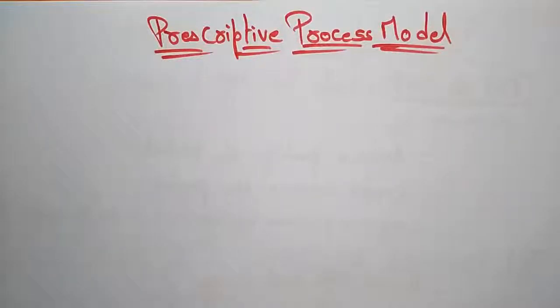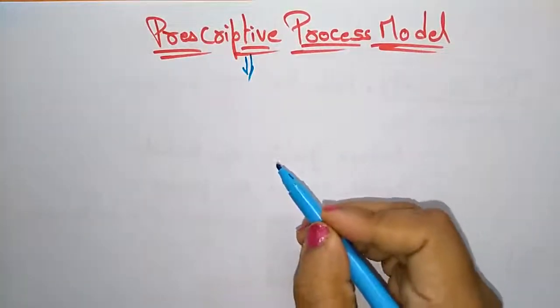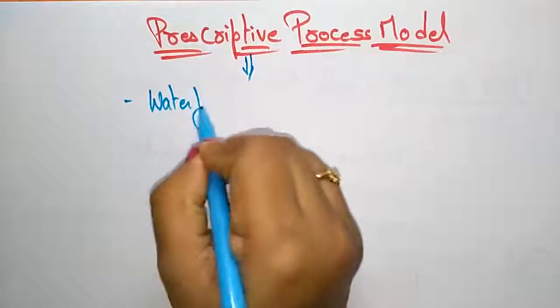Hi students, coming to the next topic, that is the prescriptive process model. So what are the different types of prescriptive process model? Now let us see. The different types of prescriptive process model are the waterfall model.